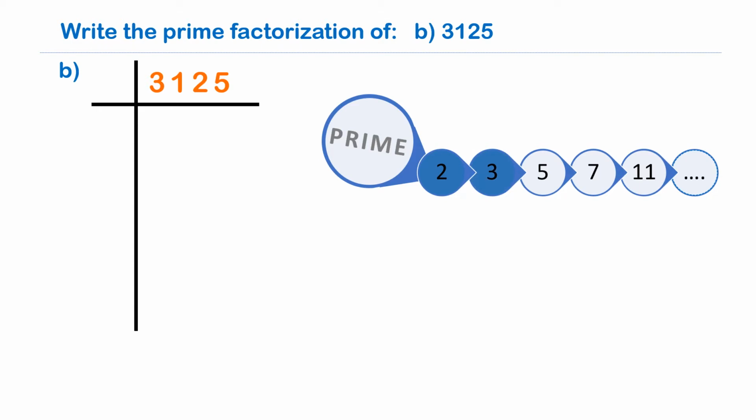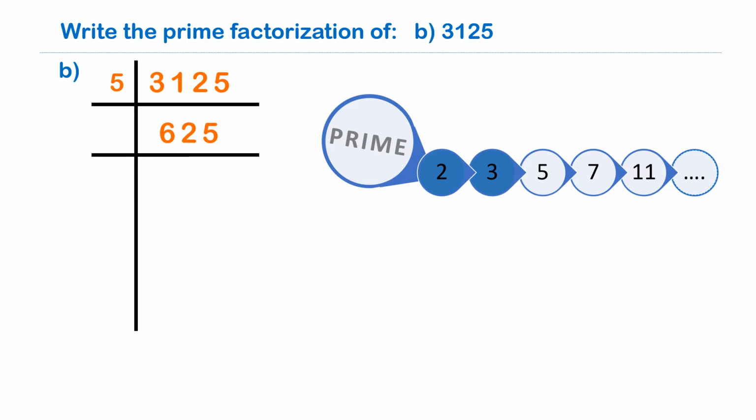So 3125 is also not divisible by 3. Since it is prime factorization, we have to take only prime numbers and not composite numbers. So the next prime number is 5. So divide 3125 by 5. We get 625.